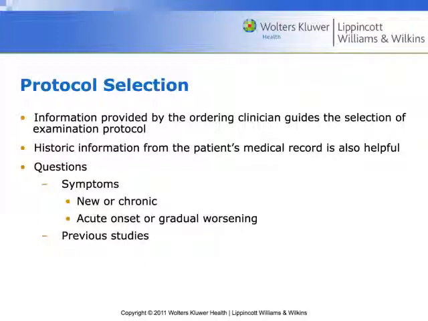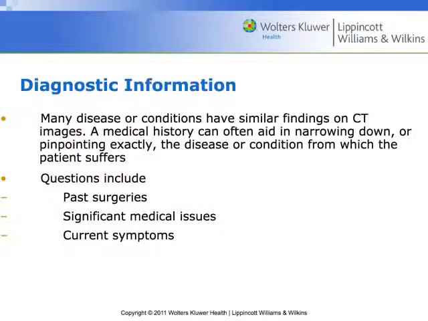They need to be checking that prior because that's what they're measuring: what did the cancer look like now? What does it look like then? All this stuff is really, really helpful, too. As we go through the form, you'll see there's a place for past surgeries, a place for significant medical issues, and the current symptoms.